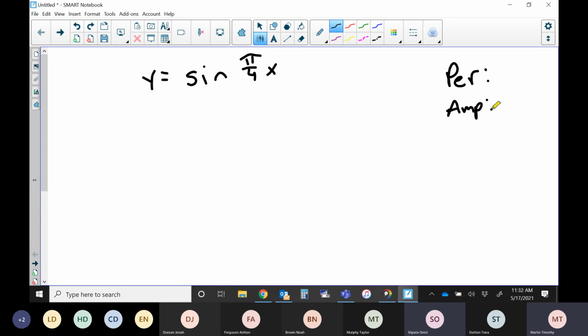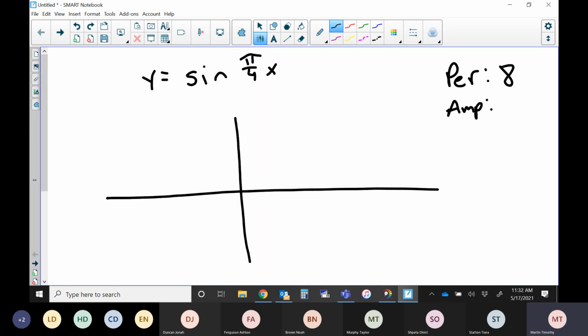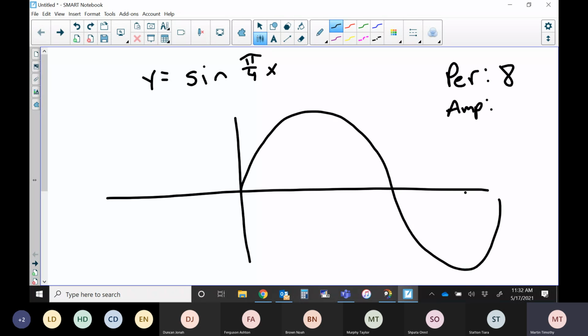8. Good. Now that means that this sucker completes a full up and down by 8 on the x-axis. What does that mean this point would have to be? Four. Perfect. It's half of it. What would this point have to be? 2. Good. And where would this point have to be? Someone else. It's the halfway point between 4 and 8. 6. Good.